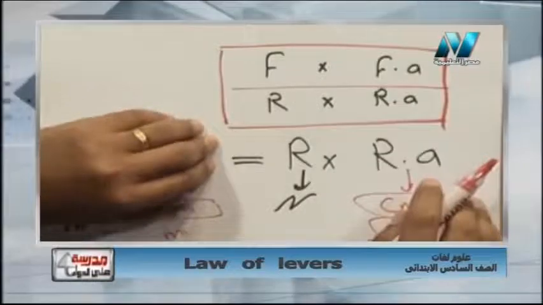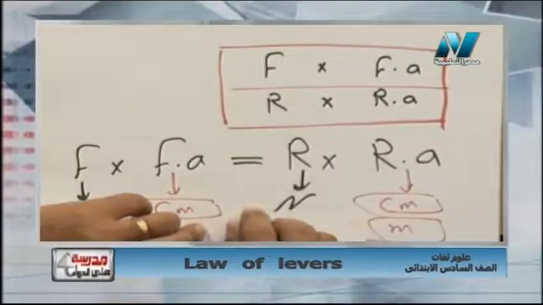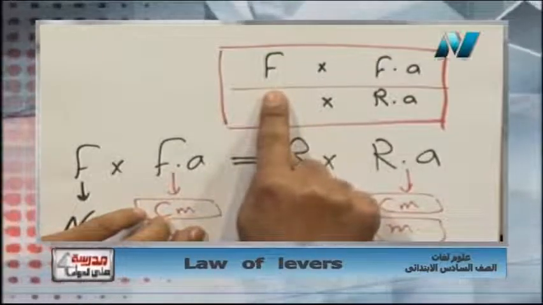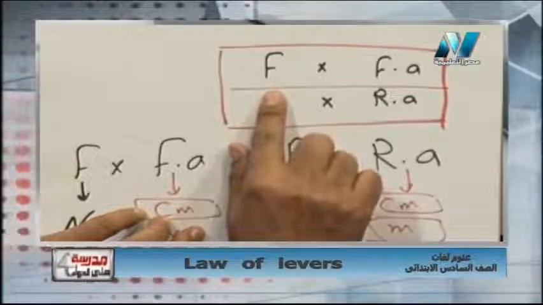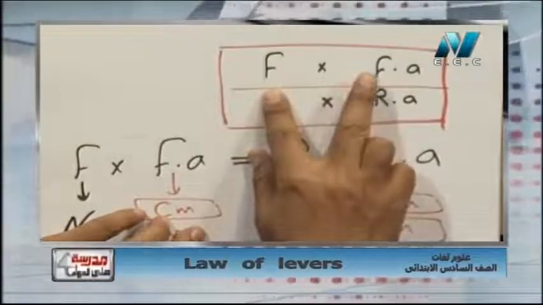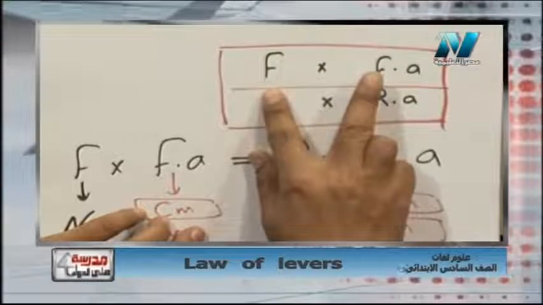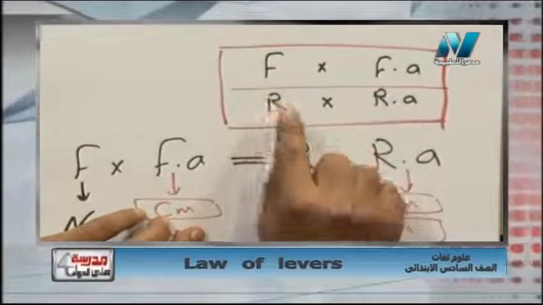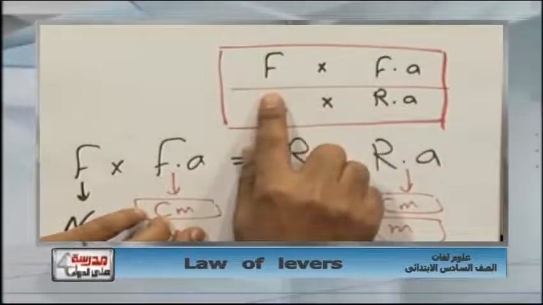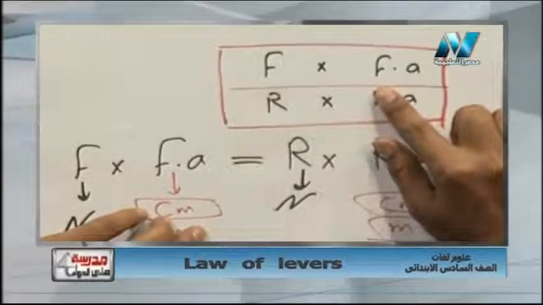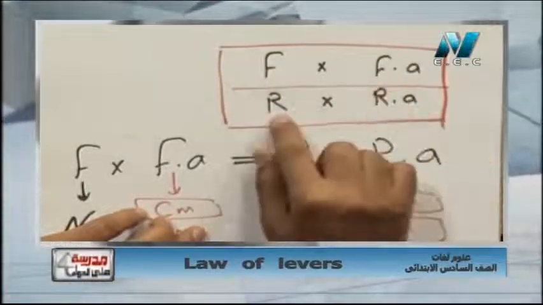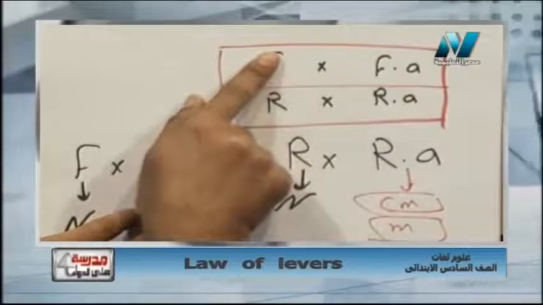So now, if he gave you three of these values and asks you to find the fourth, as resistance, how can you find out the resistance? I can say force times force arm, because this is the complete side, divided by resistance arm. To get resistance, you must say force times force arm divided by resistance arm. If he asks me to get resistance arm, you must say force times force arm, this is the complete side, divided by resistance.